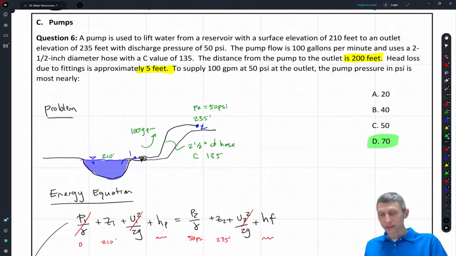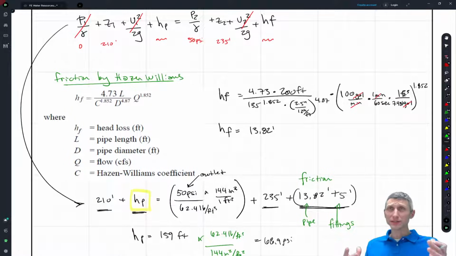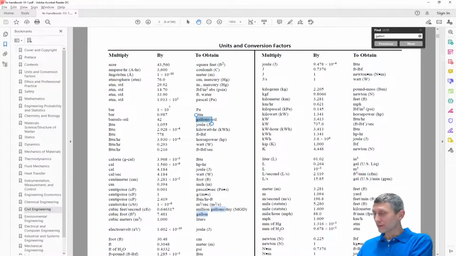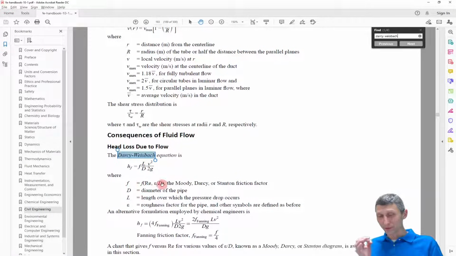But hopefully this makes sense. We're using the energy equation. We're finding friction, in this case by Hazen-Williams. Could you use Darcy-Weisbach? Yeah, you could. If you did, you would most likely be given some friction factor, unless you had to use the Moody diagram or something like that to go look it up. The Moody diagram is given if you have to go there. So that's another possibility, but hopefully, if you do, you can plug and chug there as well.